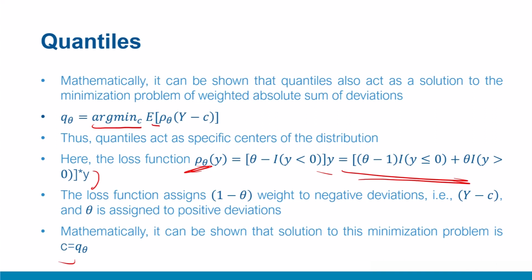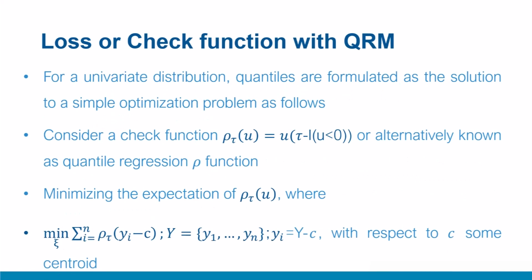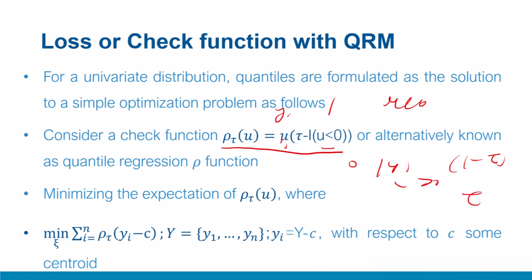So quantile can be defined as the solution to this kind of minimization problem, where we are minimizing the expectation of this loss function defined like this. So let's concretize our understanding. We defined a check function or loss function like this, where deviations mu i or yi's are multiplied by tau minus the indicator function, which takes a value of 1 when mu is less than 0 and 0 otherwise. Effectively, you are multiplying the absolute values of y with 1 minus tau or theta for negative values of y, and tau with positive values of y, which is nothing but this minimization problem.